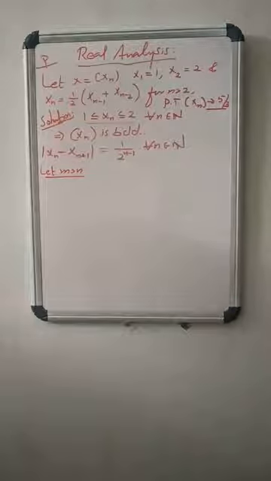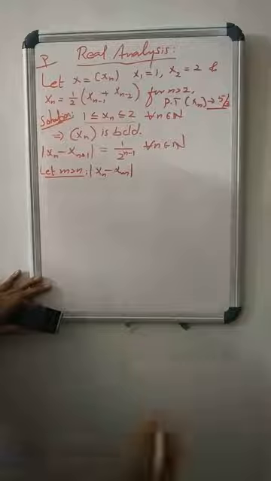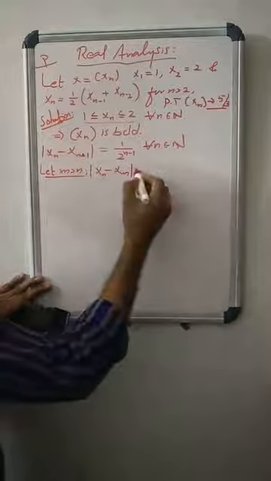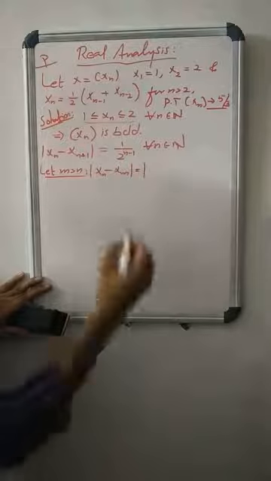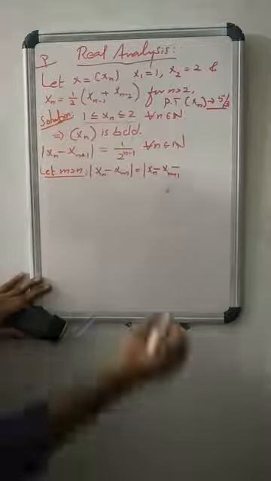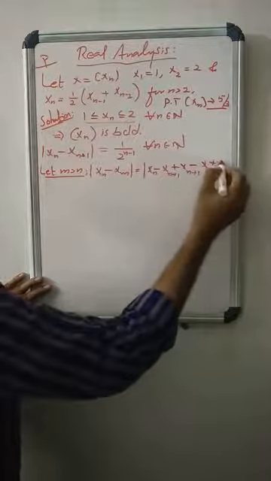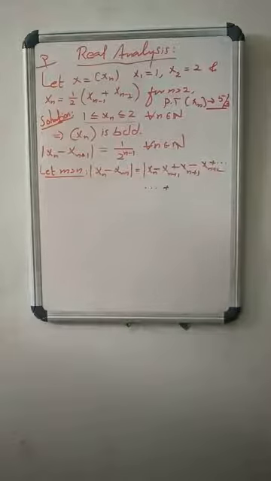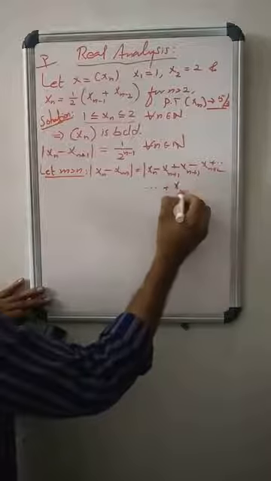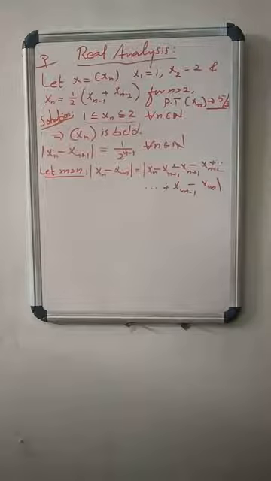For m greater than n, consider modulus of x_n minus x_m. What is modulus of x_n minus x_m? Modulus of x_n minus x_m equals modulus of x_n minus x_{n+1}, agreed? Plus x_{n+1} minus x_{n+2} plus x_{n+2} etc., plus what about the last two terms? x_{m-1} minus x_m. Agreed? So it is x_n minus x_{n+1} plus x_{n+1} minus x_{n+2} plus etc., plus x_{m-1} minus x_m.